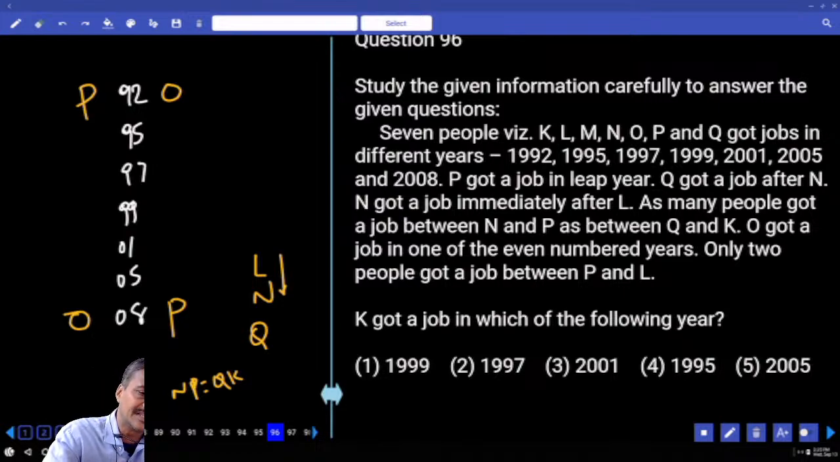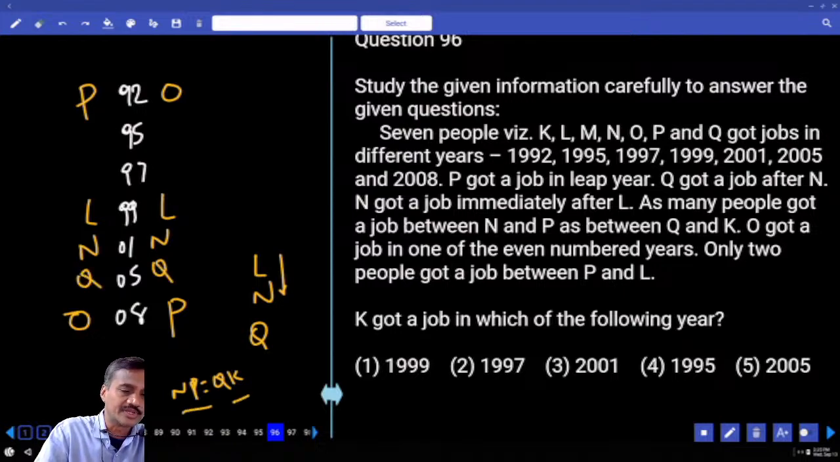Now between P and L there are exactly 2. L is here, isn't it? Now only 2 people between P and L. L is at this place. Now 2 people between P and L. L must be at this place. Now if L is here, immediately below this L there must be N. N is here. Then we need to have Q at this place. Now Q in these 2 places.